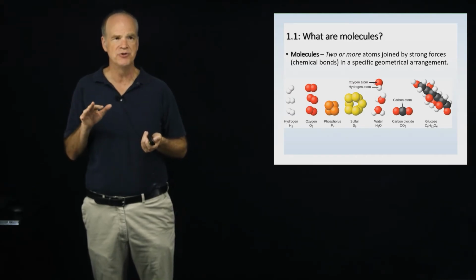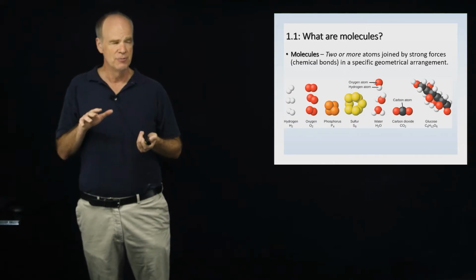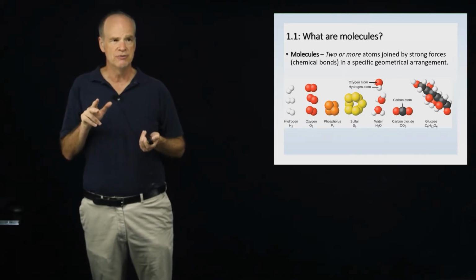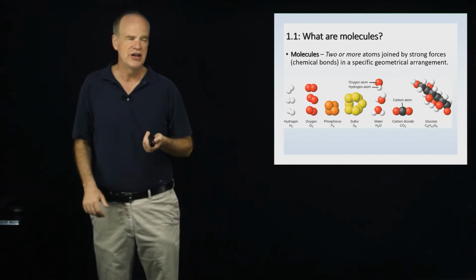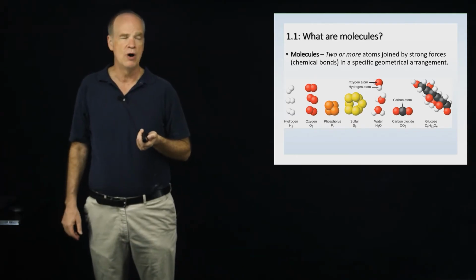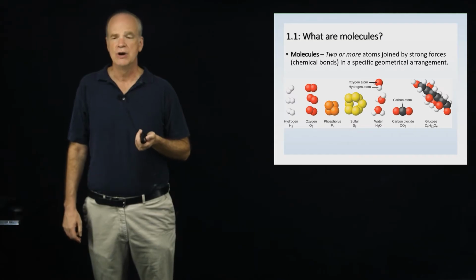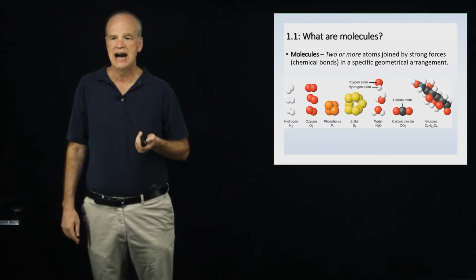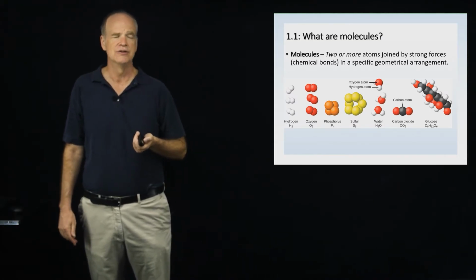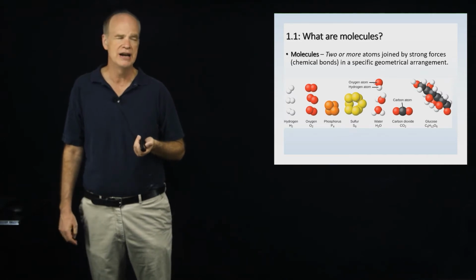You see 3 atoms bound together. Furthermore, they're in a specific geometric arrangement. One thing you might notice is that those hydrogen atoms, the white atoms, are not on the opposite side of the red oxygen atom. In fact, they're at a specific angle to each other compared to the red oxygen atom.